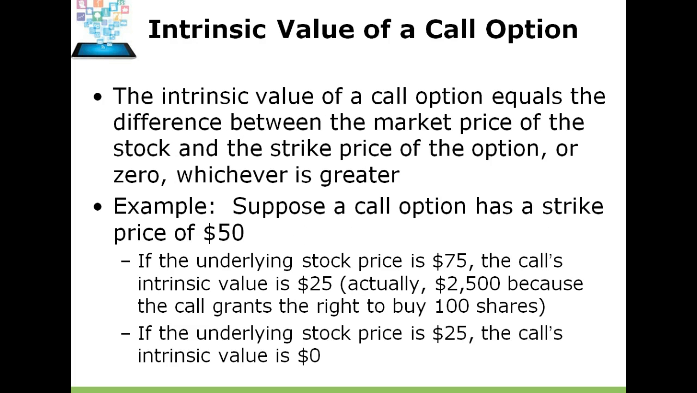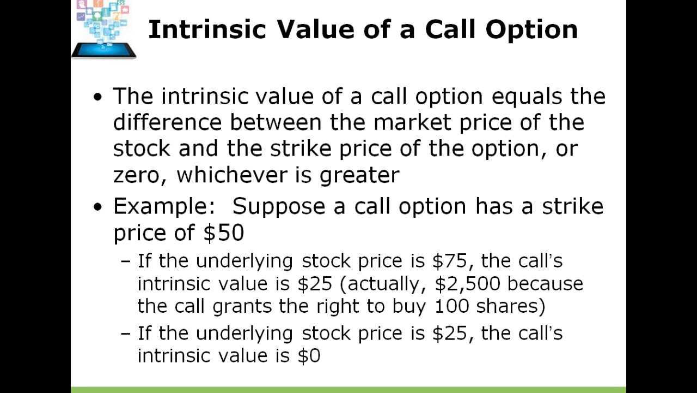So the intrinsic value of a call option equals the difference between the market price of the stock and the strike price of the option, or 0, whichever is greater. Intrinsic value is never negative. It's either 0 or a positive amount. So suppose a call option has a strike price of 50 and the underlying stock has a price of 75. The intrinsic value is 25, because you can buy it at 50, and if the stock price is 75, you make a $25 profit. So that's why there's a $25 intrinsic value.